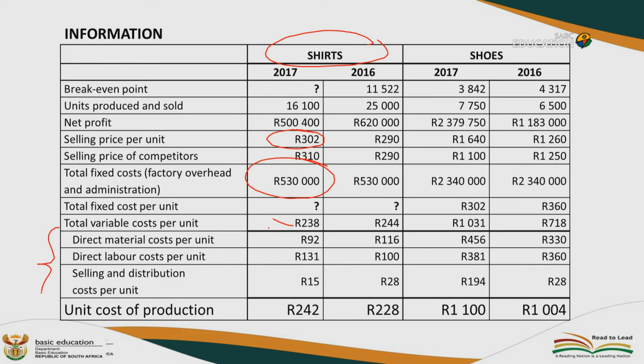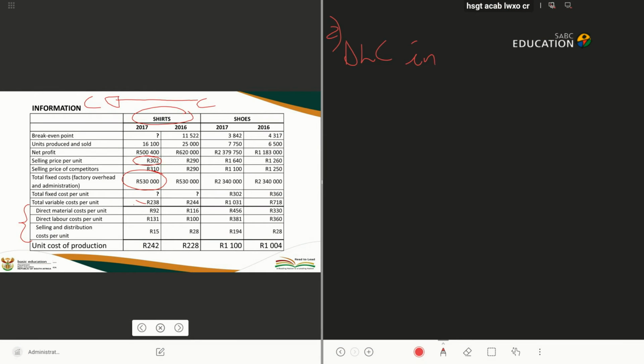Here's our variable cost. If you check direct material, what happened from 2016 to 2017, it has decreased. Remember I said when you have 2 years, what must you do? You draw what? The arrow. So it was 116, it is 92, there's no problem. But direct labor, it was 100, it is now 131. It means that is the variable cost that has a problem, it has increased. So your answer, the variable cost that has a problem, that will be your direct labor cost. You'll say your direct labor cost increased.